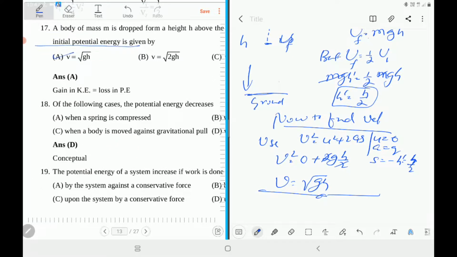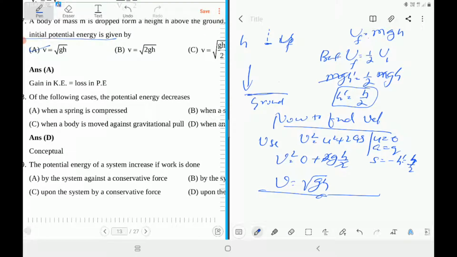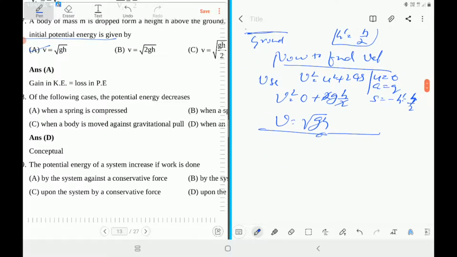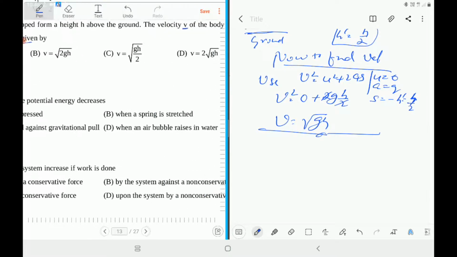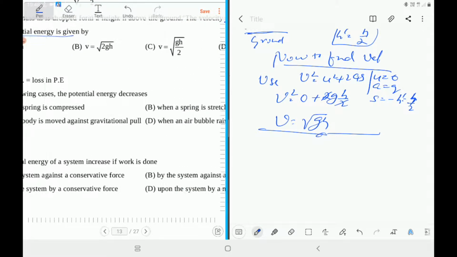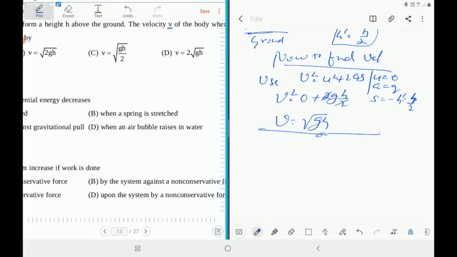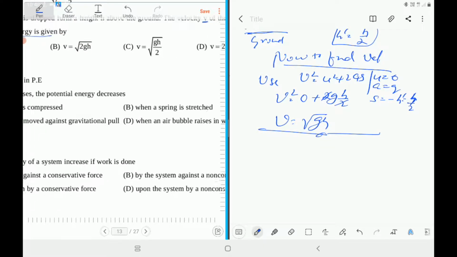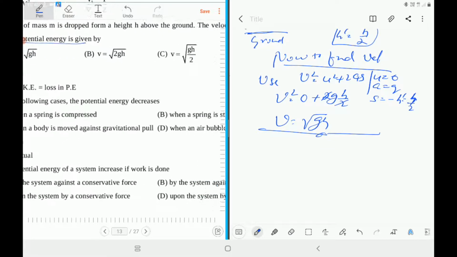Now we'll see 18. Of the following cases, potential energy decreases. Which of the following cases? The options give some actions. Which one has a decrease in potential energy in the process? Let's read the options. When a spring is compressed, when a spring is stretched, when a body is moved against gravitational pull, when an air bubble rises in water.